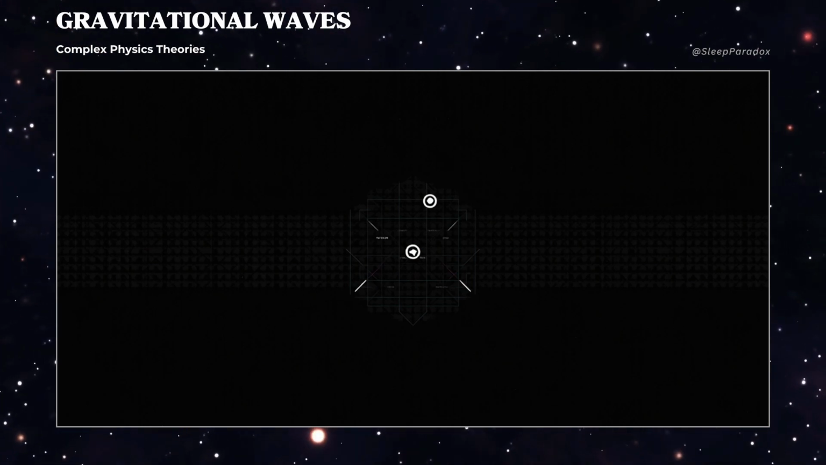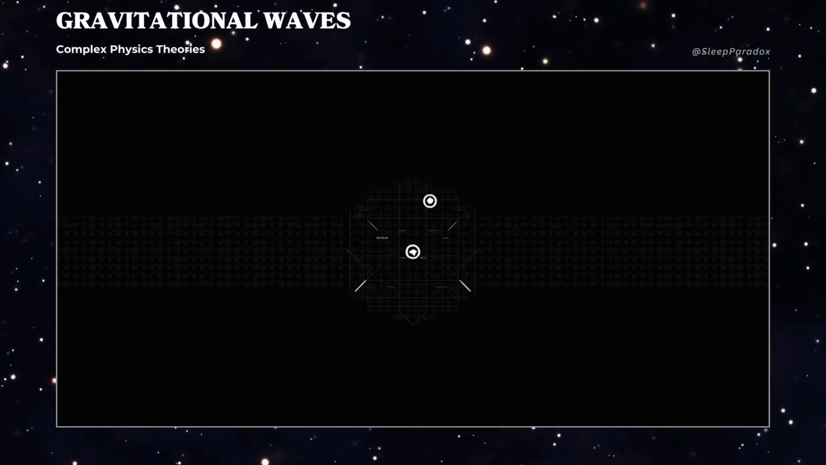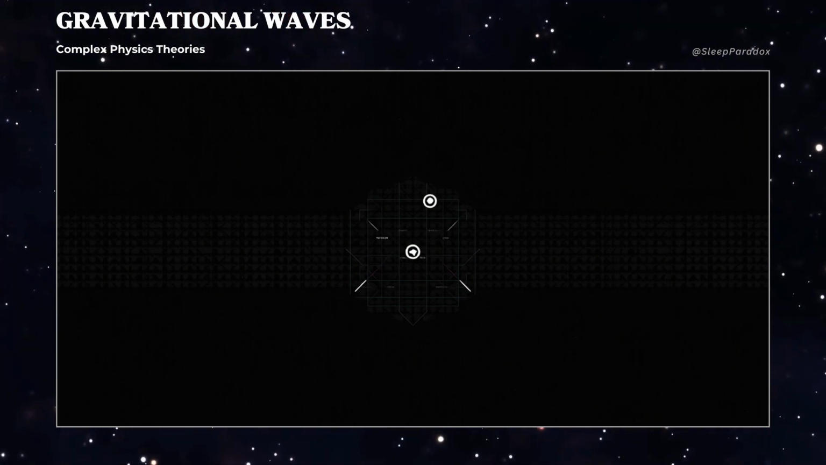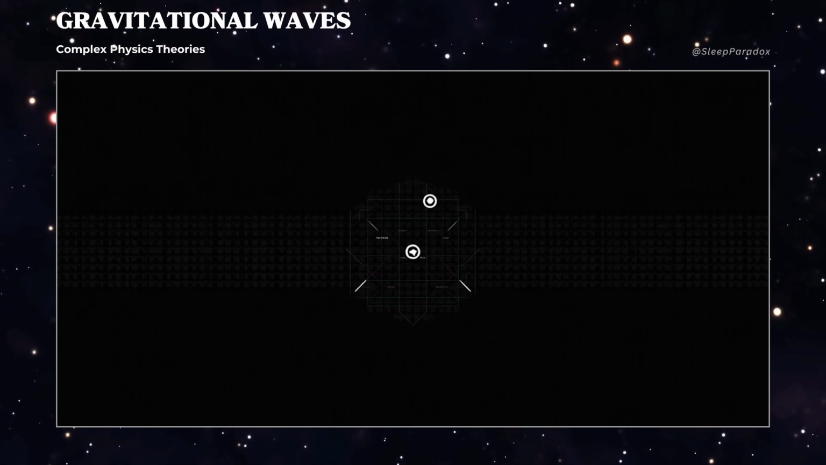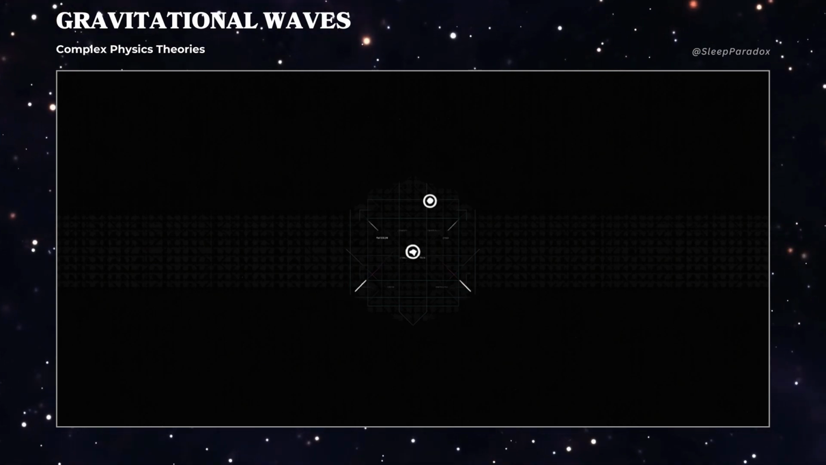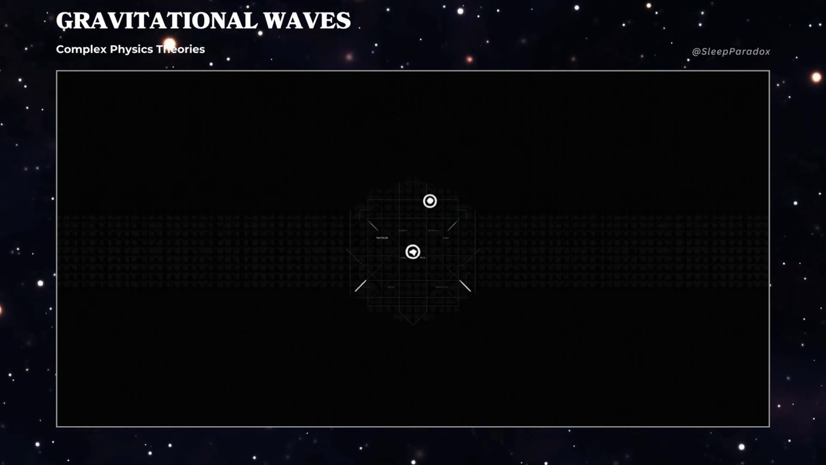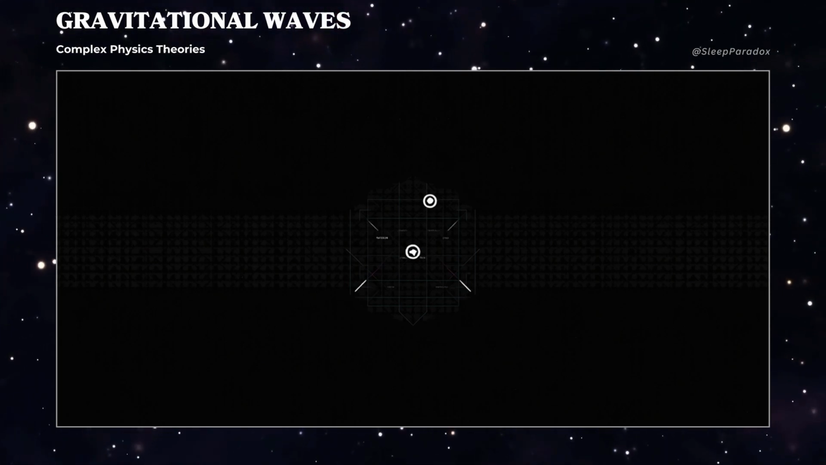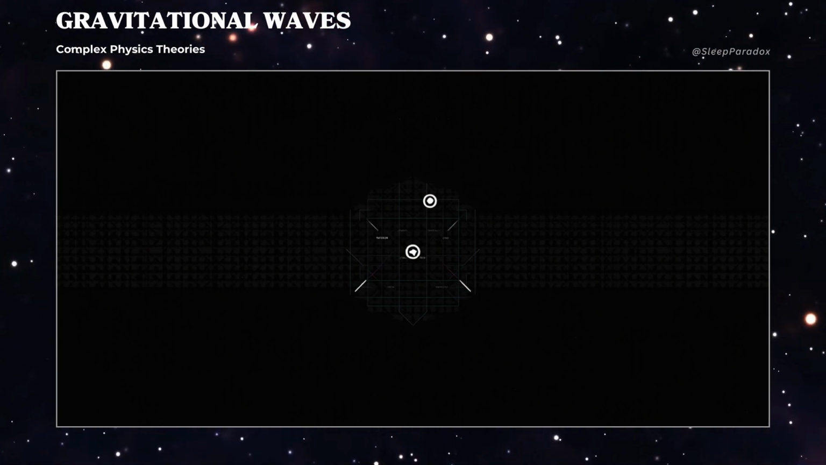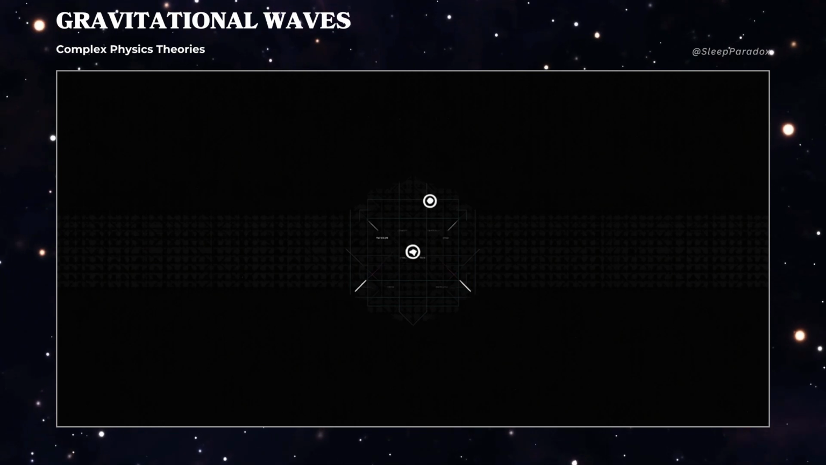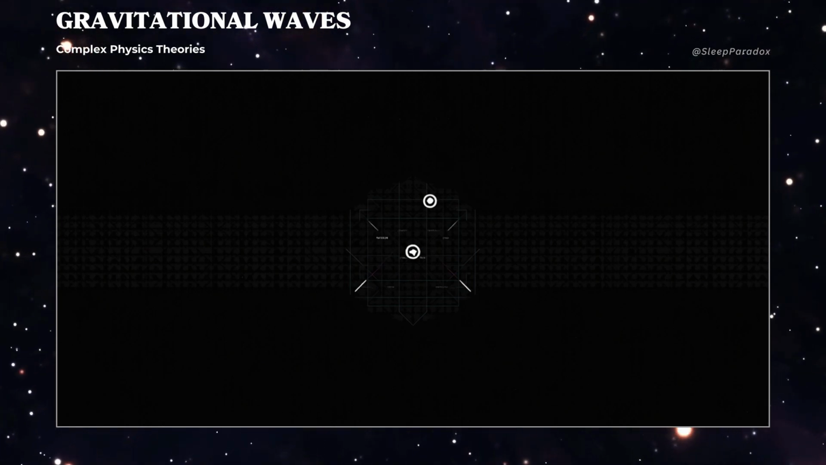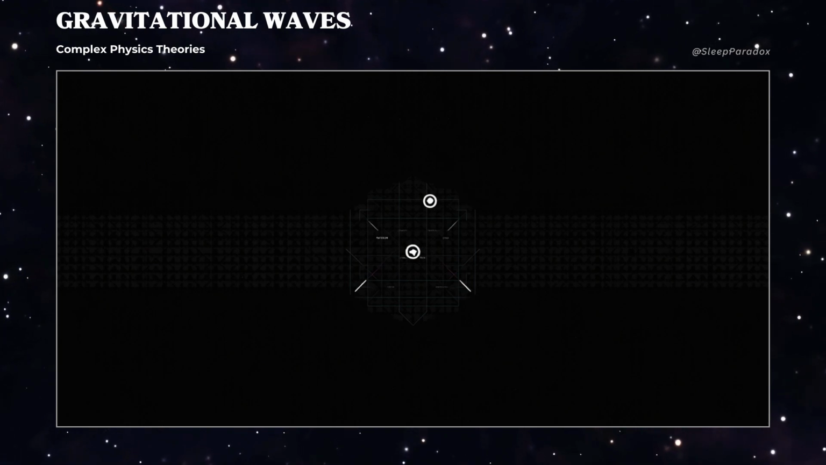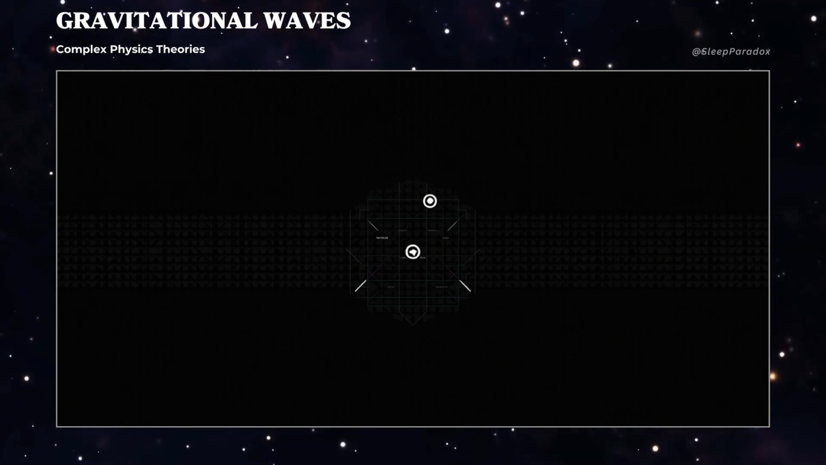Since that first detection, LIGO and Virgo have observed dozens of gravitational wave events. Most come from merging black holes, but others involve neutron stars, the incredibly dense remnants of exploded stars. When two neutron stars collide, they produce gravitational waves and also a flash of light. Observing both signals allows scientists to study the event in more detail, combining information from different messengers. This is called multi-messenger astronomy.